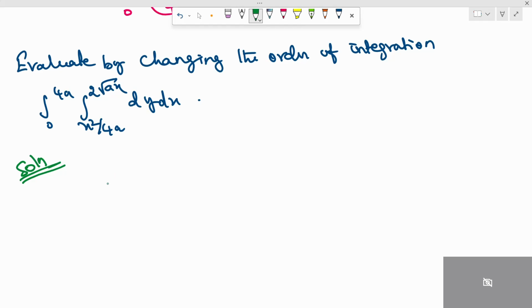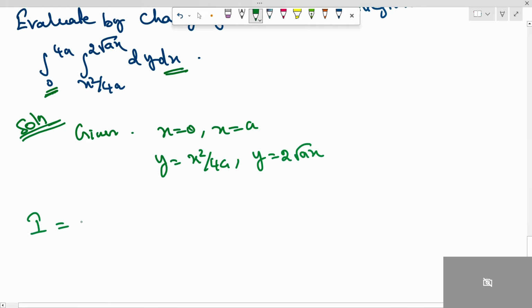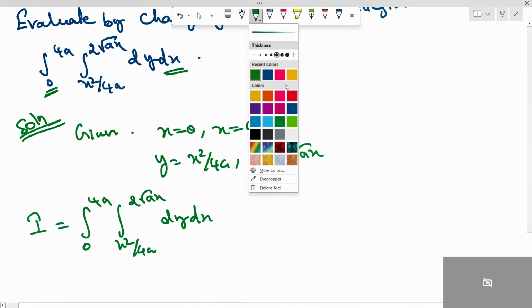Okay, in step 1 write clearly all the given limits. The given limits are outer limit x limits here, x is equal to 0 and x is equal to 4a. Inner limits are y is equal to x square by 4a and y is equal to 2 root ax. First write clearly all the given limits. Okay, and then the given question is 0 to 4a, x square by 4a to 2 root ax dy dx, and then in step 2, diagram.